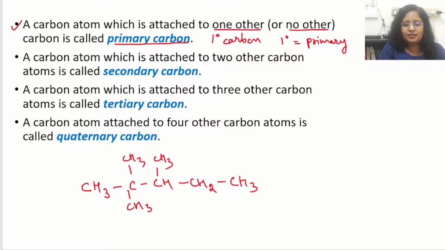So here we can say this carbon is attached to only one carbon, so this is a primary carbon. And this one is also attached to only one carbon. This is also called a primary carbon.